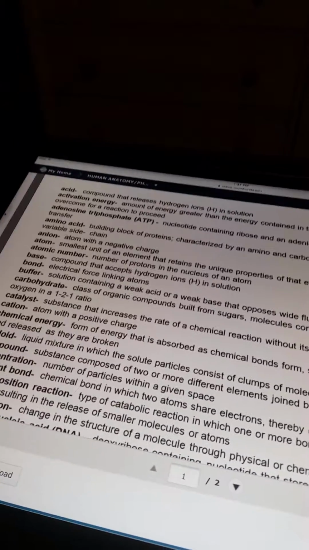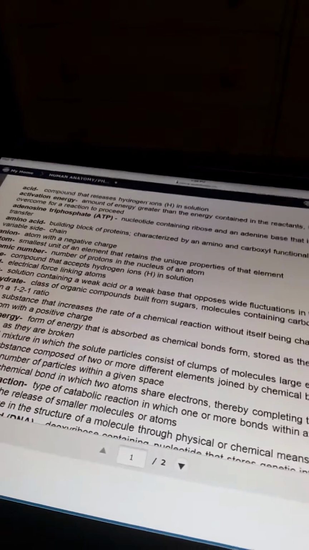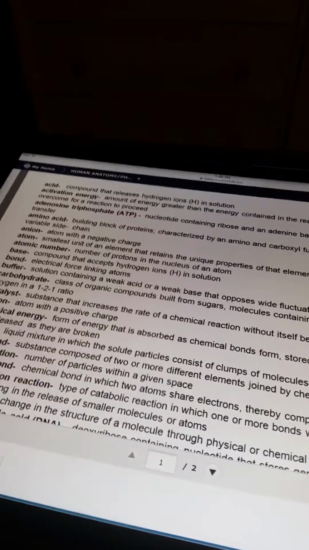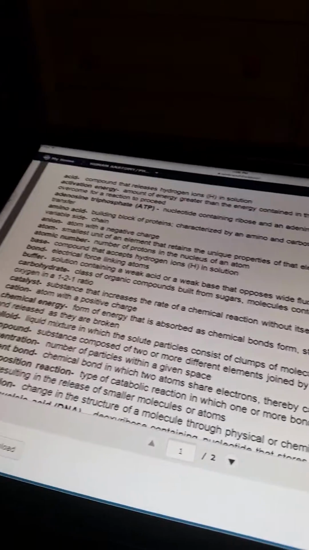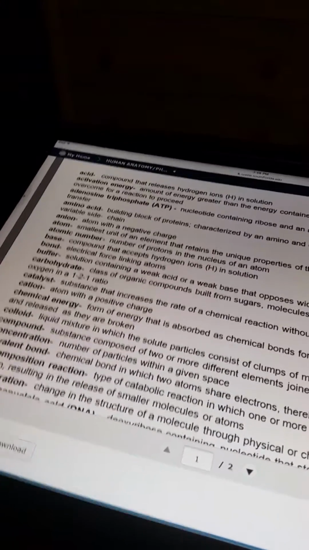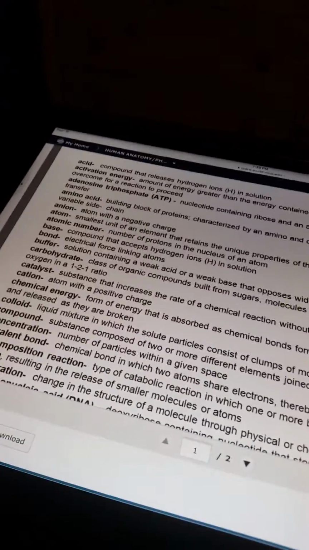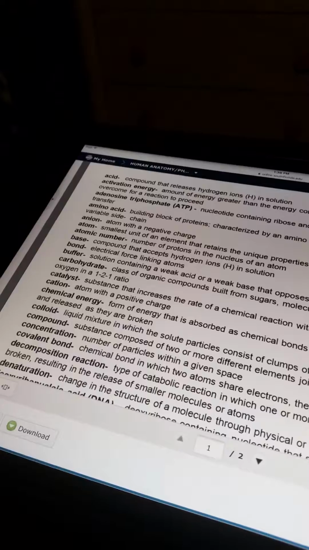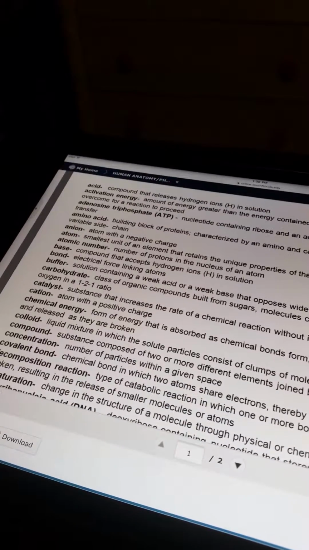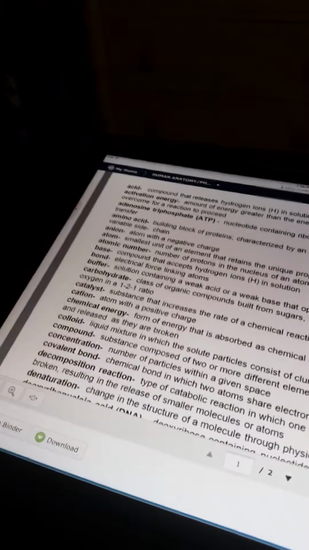Cation, atom with a positive charge. Chemical energy, form of energy that is absorbed as chemical bonds form, stored as they are maintained, and released as they are broken. Colloid, liquid mixture in which the solute particles consist of clumps of molecules large enough to scatter light. Compound, substance composed of two or more different elements joined by chemical bonds. Concentration, number of particles within a given space.